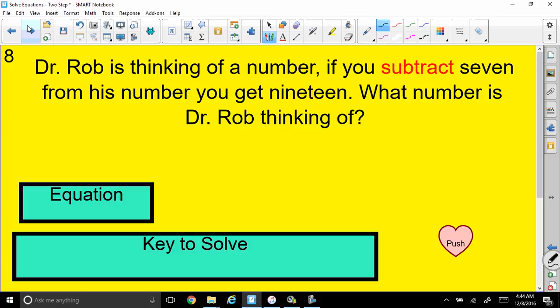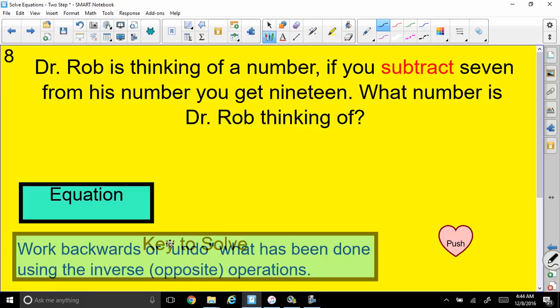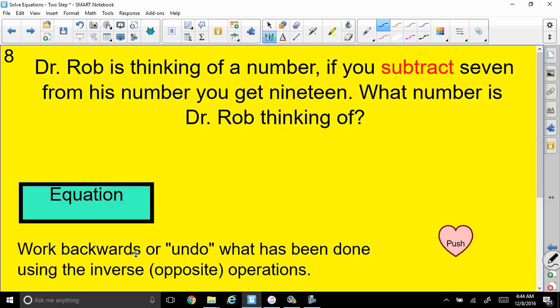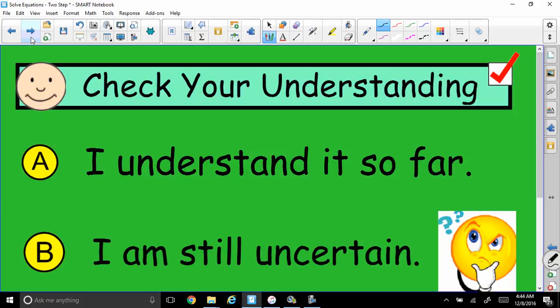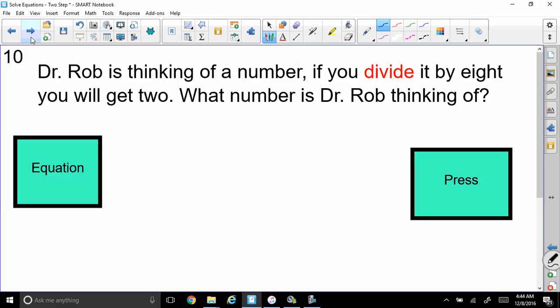So here's a question for you. Dr. Rob is thinking of a number. If you subtract 7 from his number, you get 19. Oh, this time you're going to subtract. So remember, undo what you have started with. So work backwards, and that will get you the answer. So try it. I hope you get the answer. Check your understanding. If you understand what's going on, great. If you're not sure, write down your questions, bring them in, and I'll be glad to answer them.